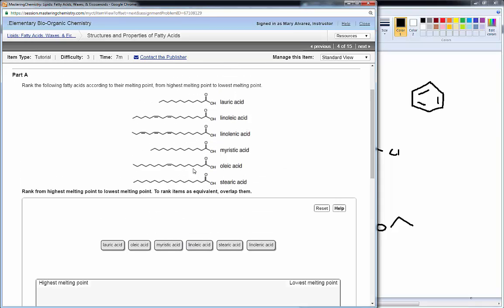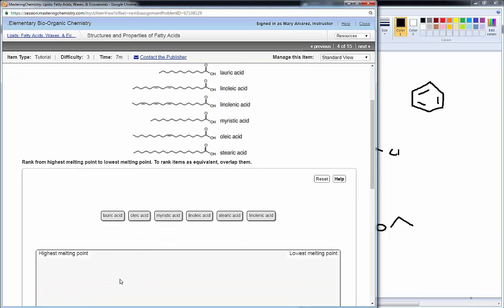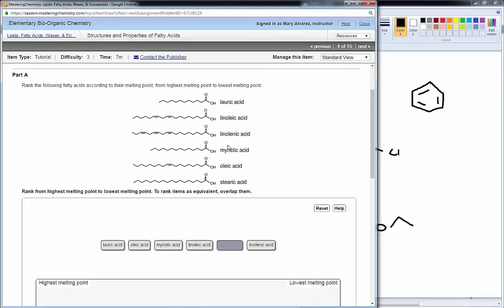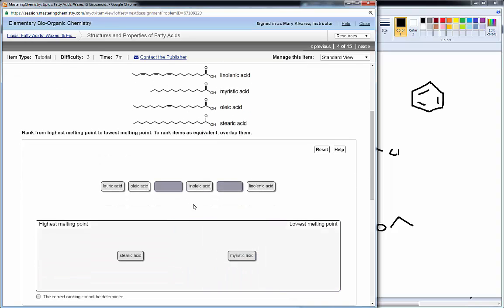And then second of all, we know that double bonds inhibit the stacking and make for lower melting points. So the saturated fatty acids are going to have the higher melting points, and unsaturated will be lower. And then within the saturated fatty acids, we're going to go based on size, and then again on the unsaturated fatty acids. So highest melting point, stearic, is our largest saturated fatty acid, followed by myristic, and then lauric. So stearic, myristic, then lauric.